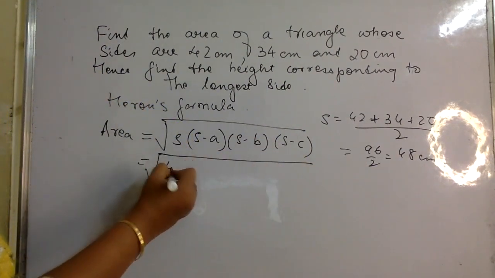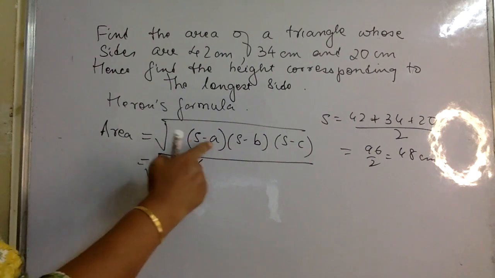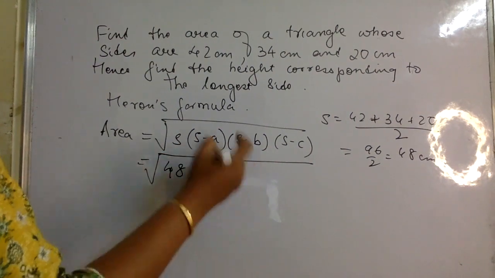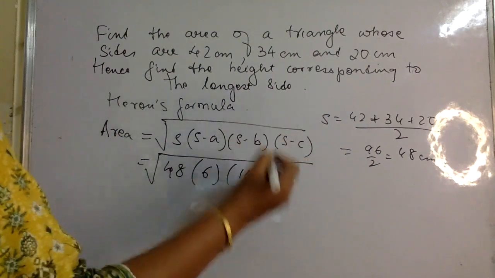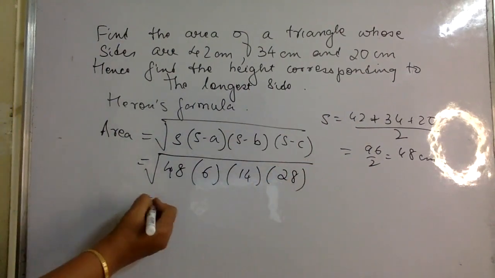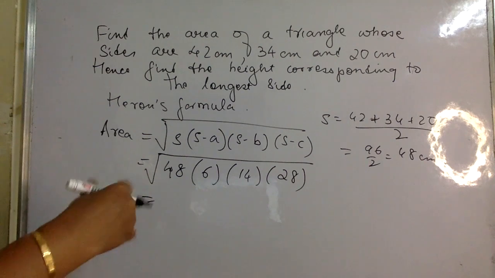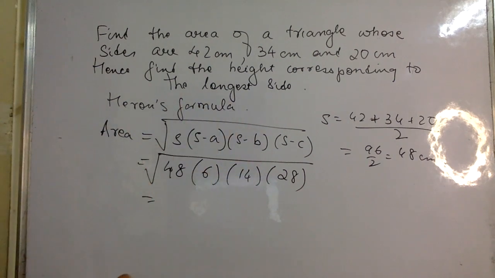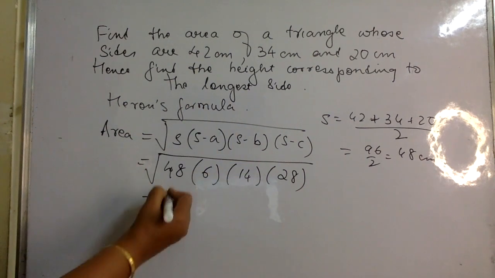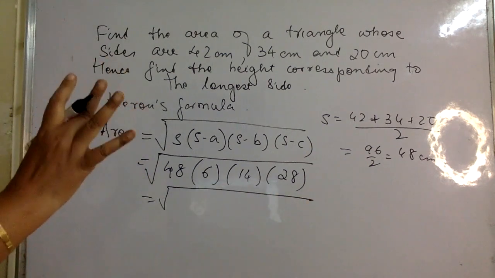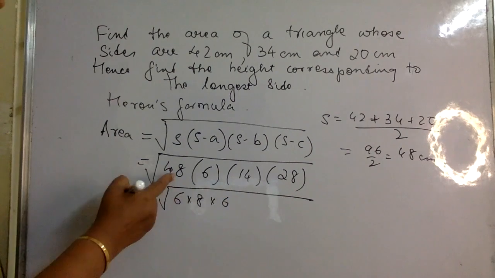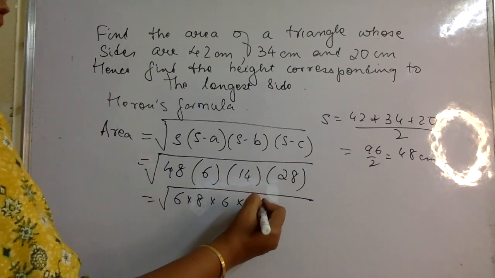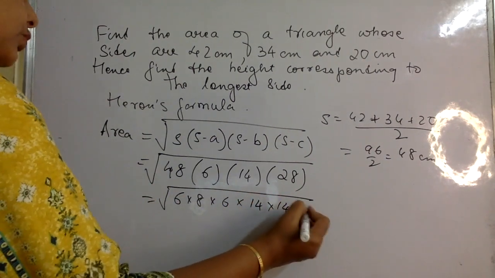Now this has a tactic of how to do it. 48 minus 42, that's 6. 48 minus 34, that is 14. 48 minus 20, that is 28. Now I am not going to multiply them. The general tendency is to multiply everything and then you can't get the square root properly. I will just split them into big factors, not even small factors. So this is 48 into 6 into 14 into 28, which is 6 into 8 into 6 into 14 into 14 into 2.